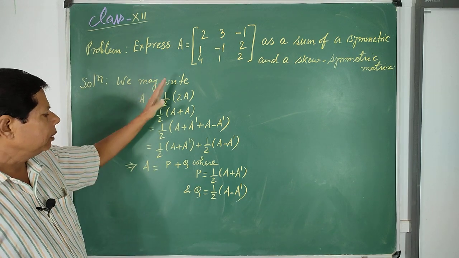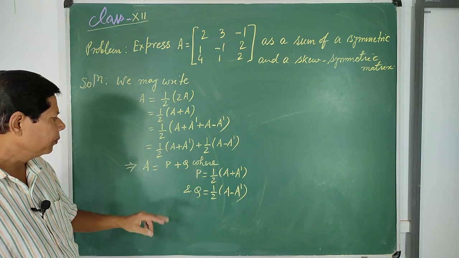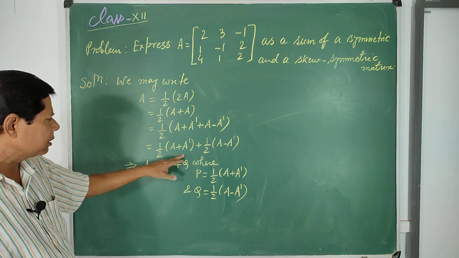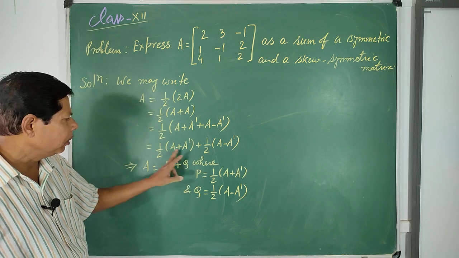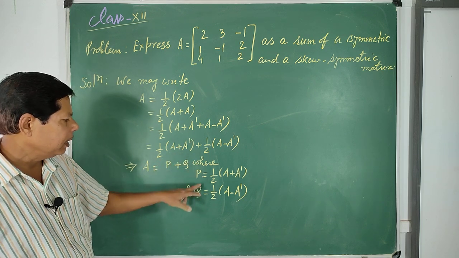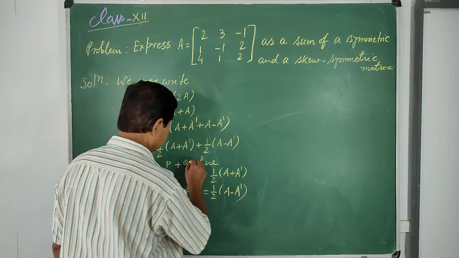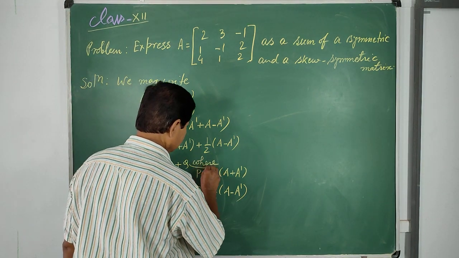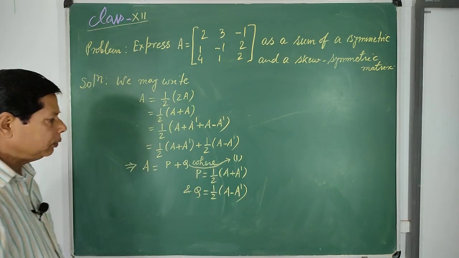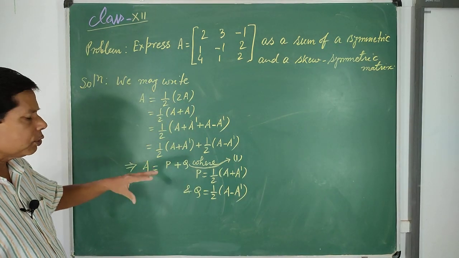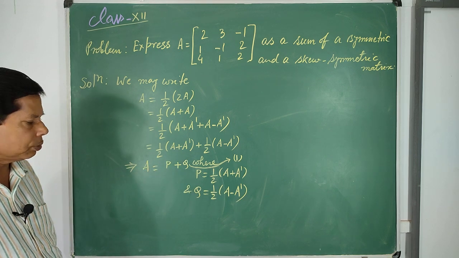And then we write A as a sum of two matrices P and Q. So this is taken as P, this is taken as Q, where P equal to half into A plus A dash and Q equal to half A minus A dash. Call it equation number 1. Then we just have to show that P is symmetric and Q is skew symmetric.